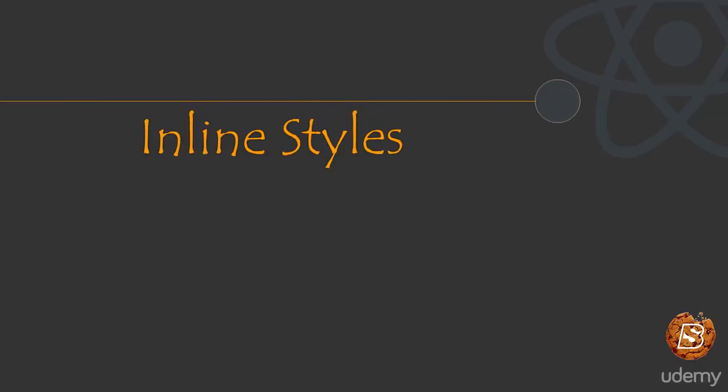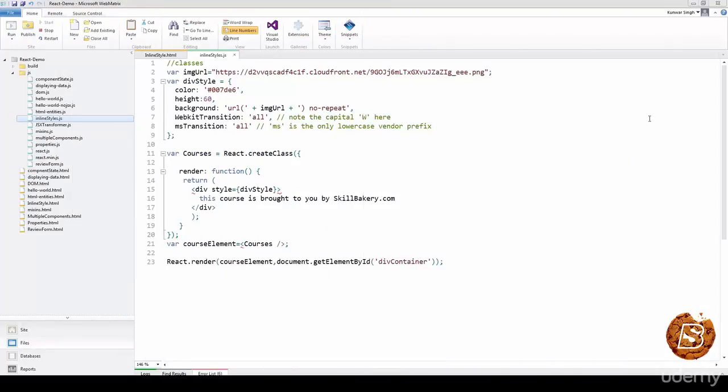In ReactJS, inline styles are specified with an object. So over here you can see that we have created an object called div style, and we have provided some of the properties of style attribute. You can see that the keys that we have specified are basically camel cased versions of the style names. So you can see the WebKit transition.